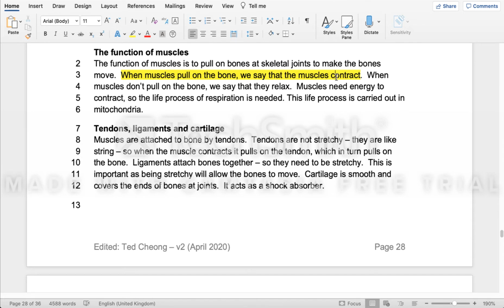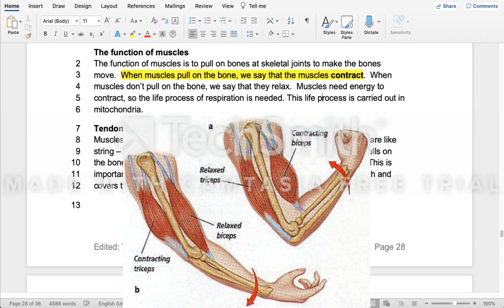So this word contract right here, I'm going to be using this word a lot because it's how we describe the muscle movements. And when something contracts, we say that the muscles get smaller. So contract also means to condense. It means to get smaller in a general sense. And when your muscles are attached to a bone and something gets shorter, the inevitable effect is that the bone is going to be pulled on by the muscle. Now, the opposite is also true. When a muscle doesn't pull on a bone, then we say that they relax, okay?